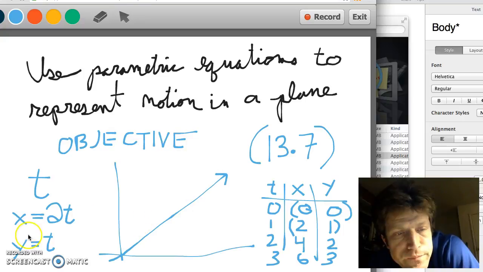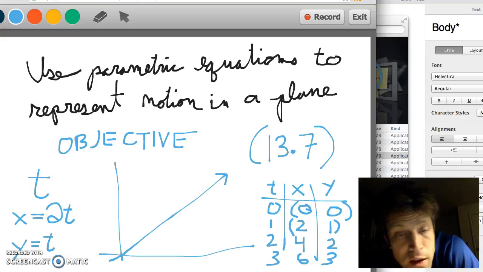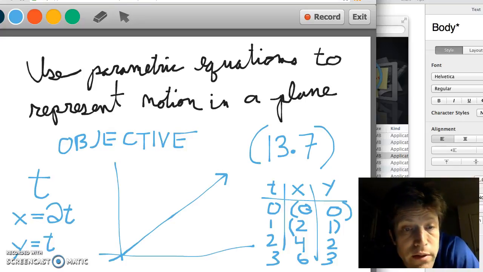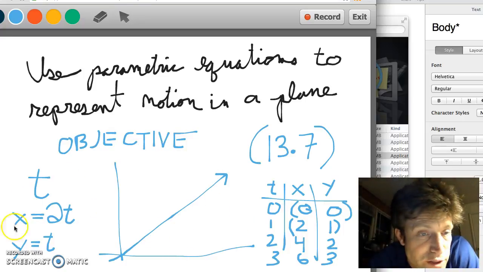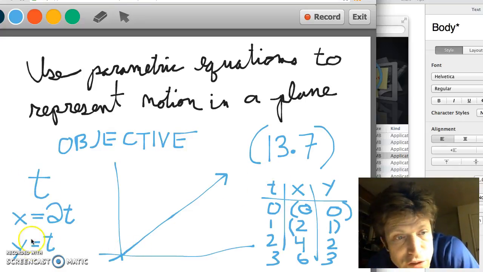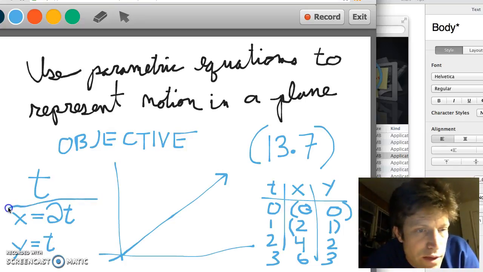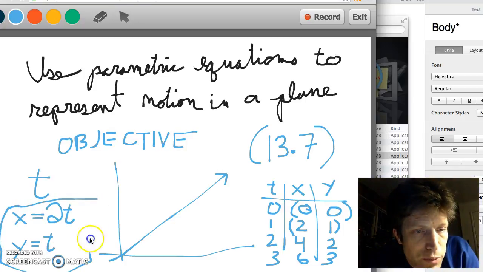And so that's what this chapter sort of gives us. And then, given two equations like this, we can get an equation relating x and y. Like, let's say you're given this, now eliminate the parameter.